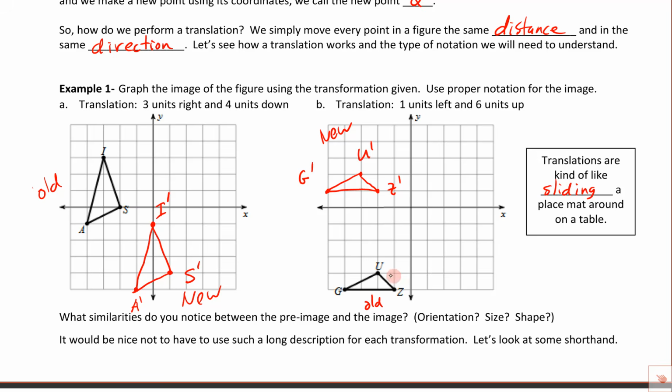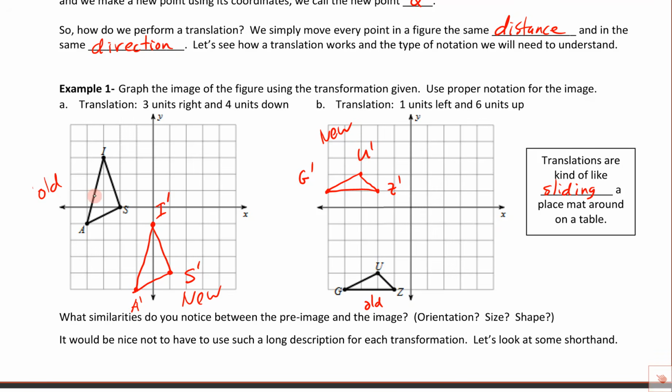We took this triangular placemat, slid it to the left and up. It's the same placemat. So notice that the pre-image and the image, check out their orientation, their size, their shape, all that sort of stuff. The I is pointed up here. The I prime is pointed up here. For this one, the U is pointed up here. The U prime is pointed up here.